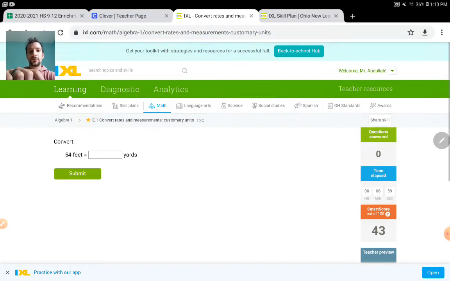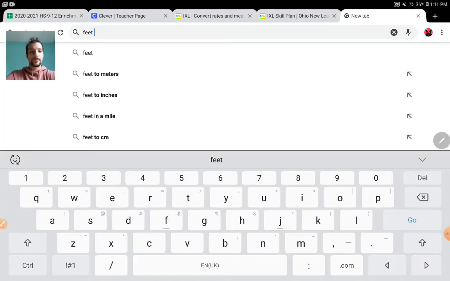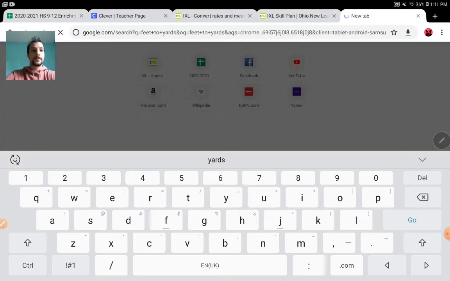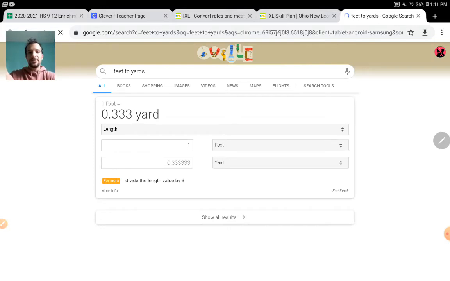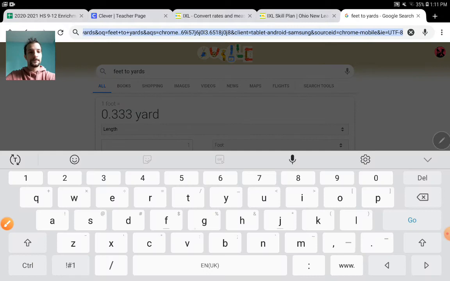By just Googling feet to yards, we can figure that out. So probably we are not gonna like this answer, and I'll show you something else. Okay, as you see, this is like 0.333 yards. I don't want to have that number, but this tells me something else. Divide the length value by 3. But what about if I switch them? So probably it's going to be like multiply by 3. So let's see, instead of feet to yards, let's see yard to feet, okay? So let's just Google that one. Yard to feet.